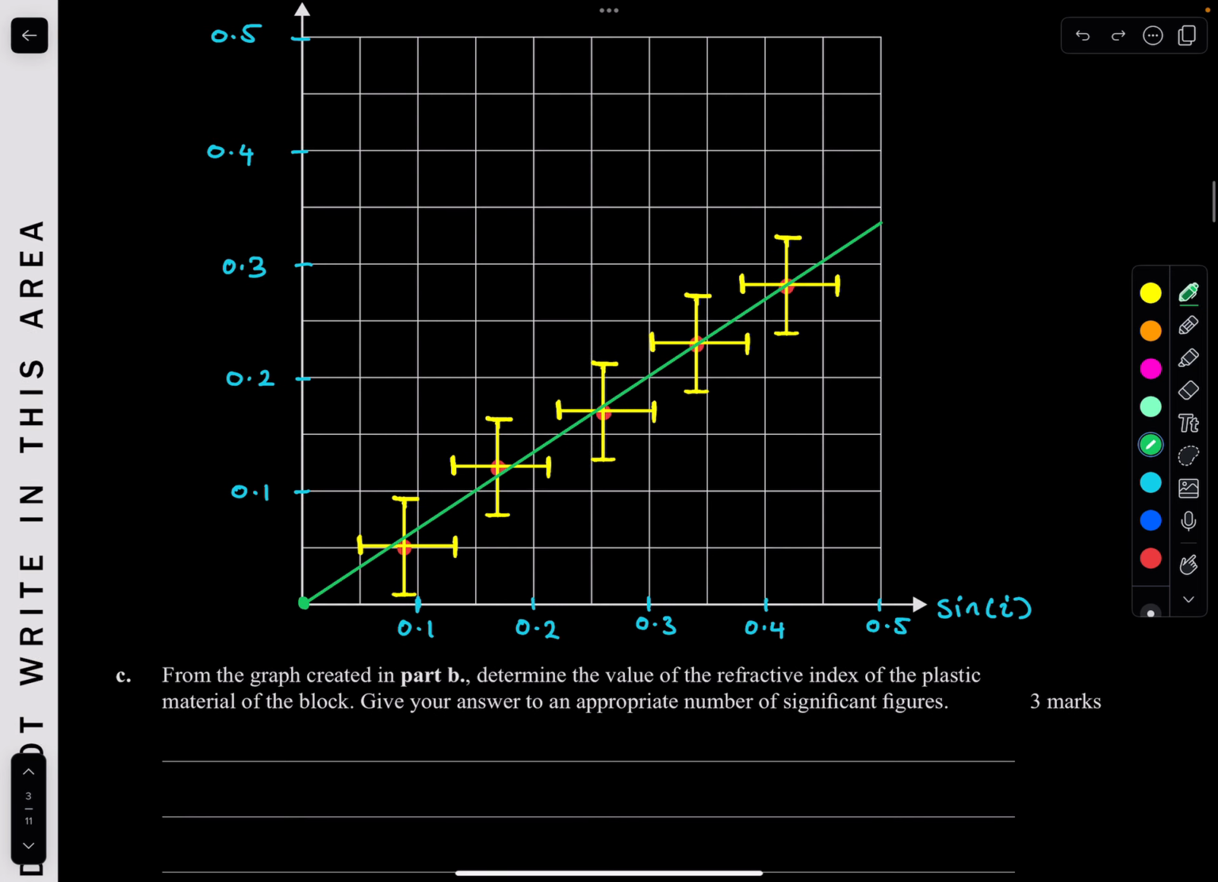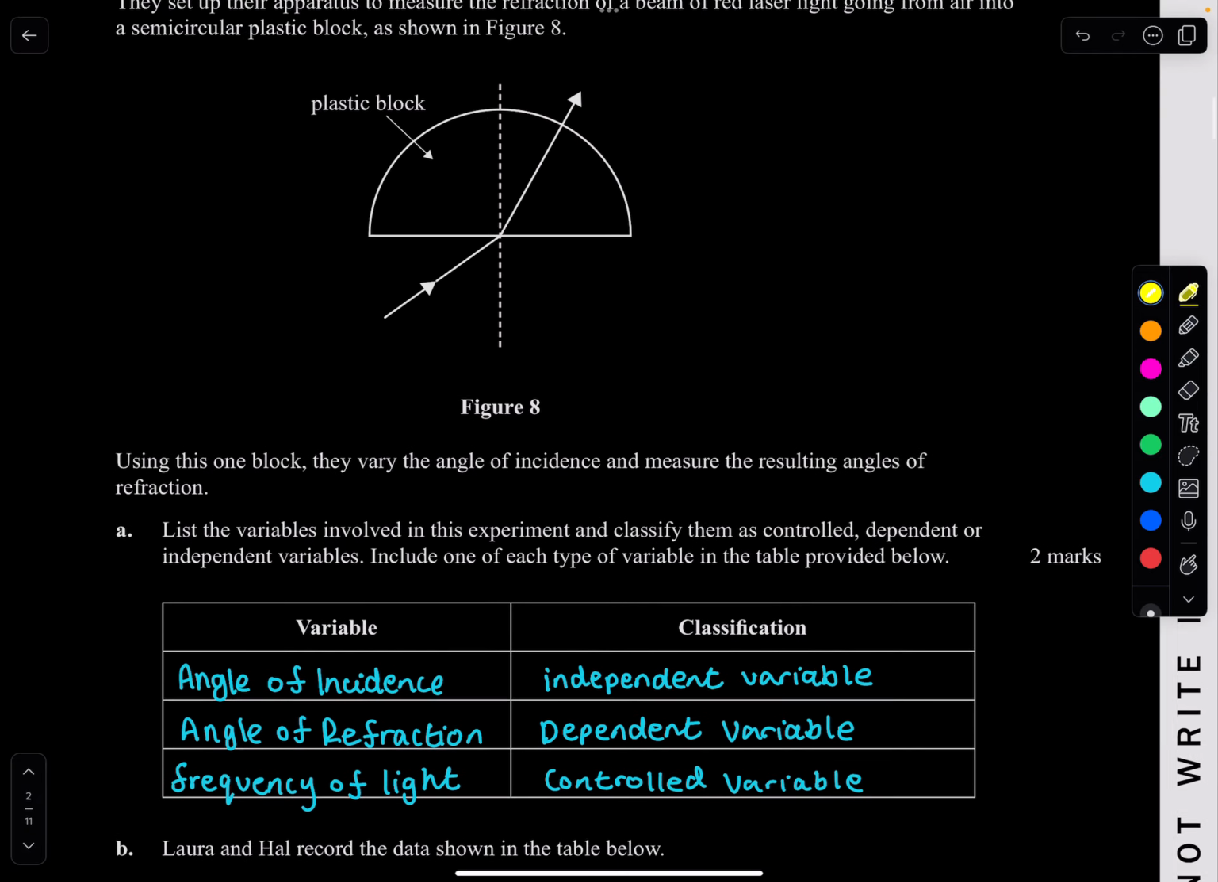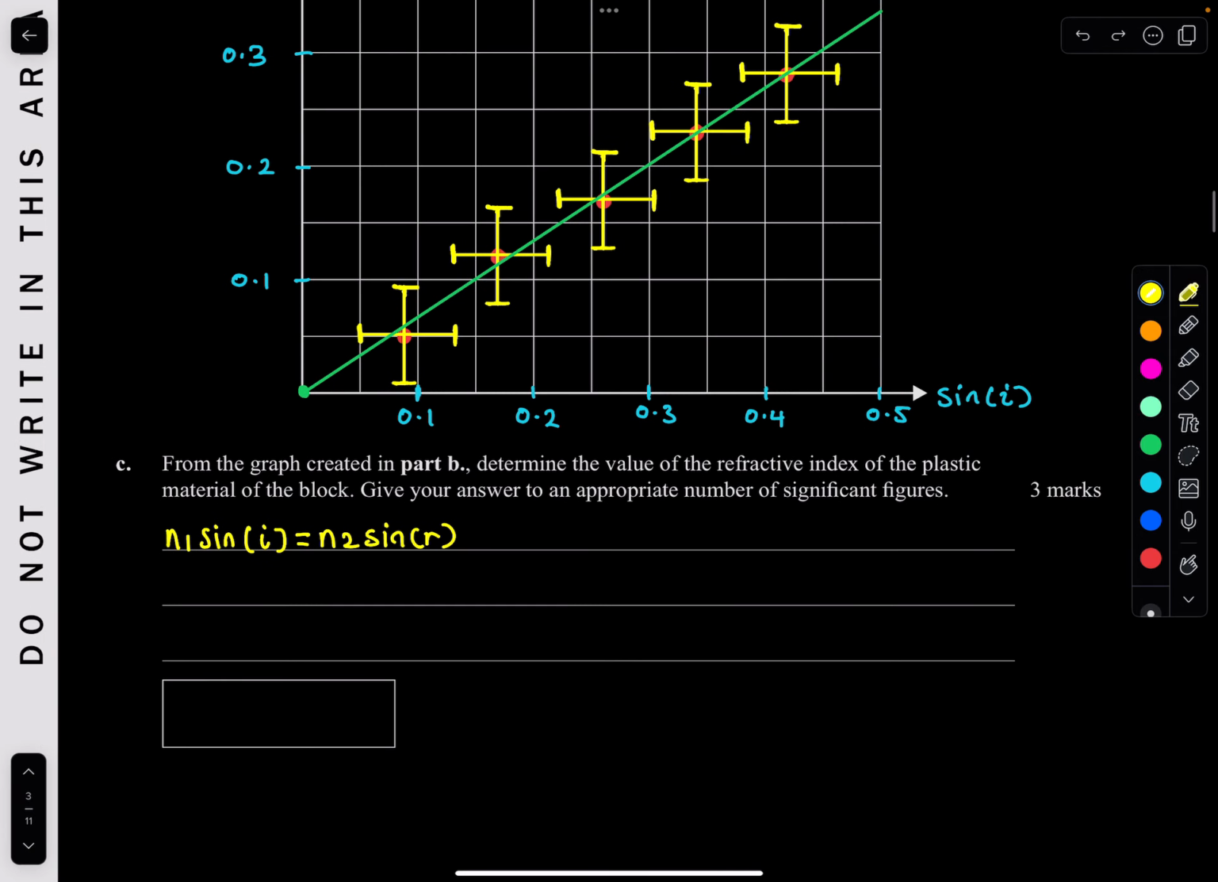Yeah, that's it. From the graph created in part B, determine the value of the refractive index of the plastic material of the block. Give your answer to an appropriate number of significant figures. All right, let's do that. So we know that N1 sine of the angle of incidence is equal to N2 sine of the angle of refraction. Now, N1 is going to be 1, because, remember, it was in the air. Your refractive index is going to be 1. So we can take that out.